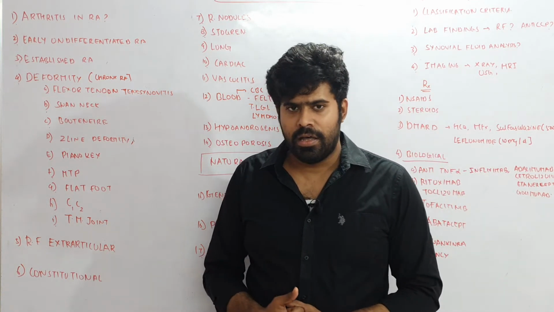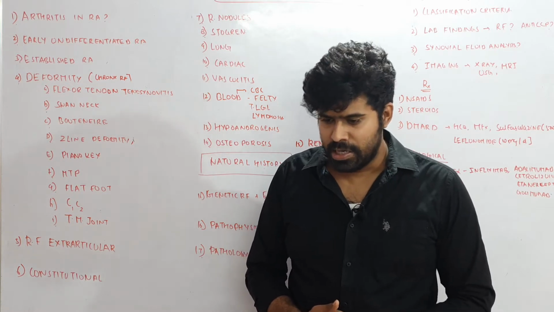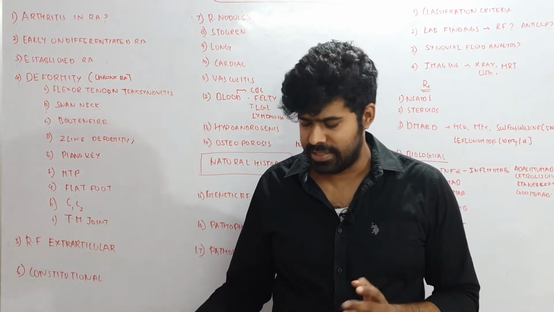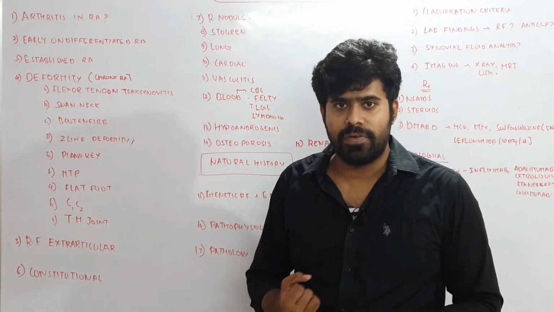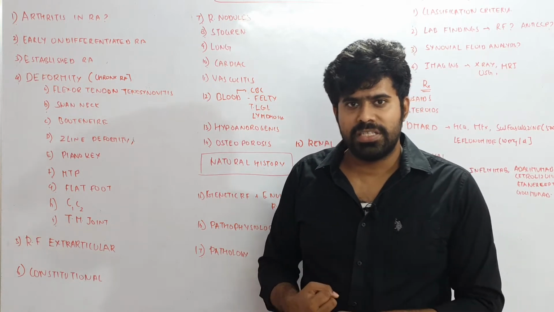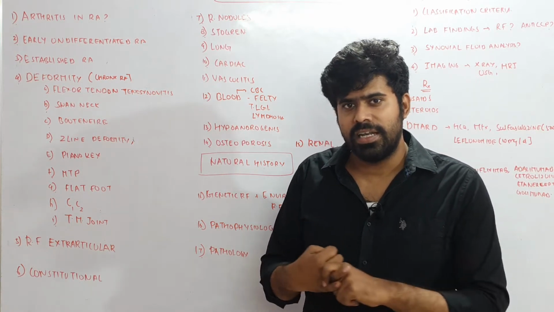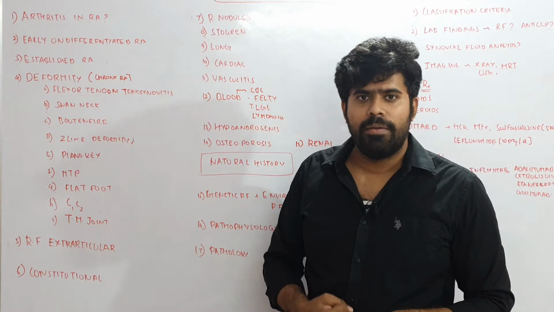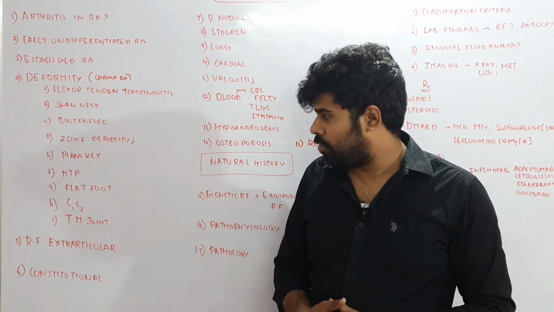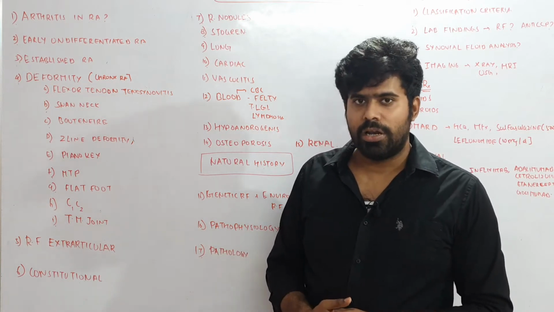So what are the extraarticular features of rheumatoid arthritis? Who are the patients at high risk of developing extraarticular manifestations? Patients with high titers of IgM rheumatoid factor and anti-CCP antibodies, patients with very aggressive, early onset involvement of the joints, and patients with evidence of vasculitis. These patients are more prone to develop extraarticular manifestations.